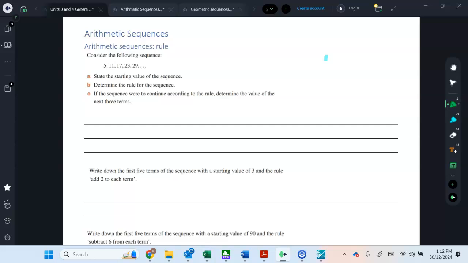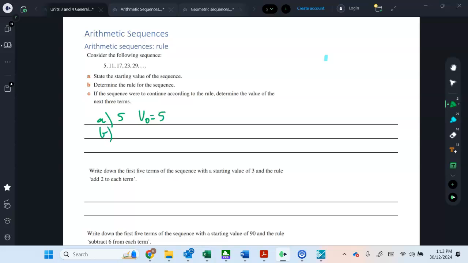All right. Consider the following sequence. State the starting value of the sequence. Easy peasy. It is 5. If we were to write that in a recurrence relation, V0 is 5.